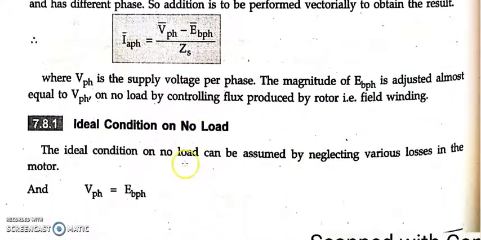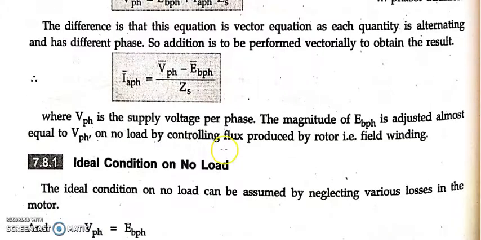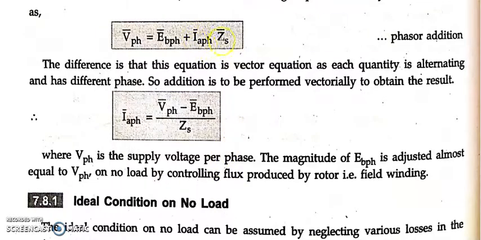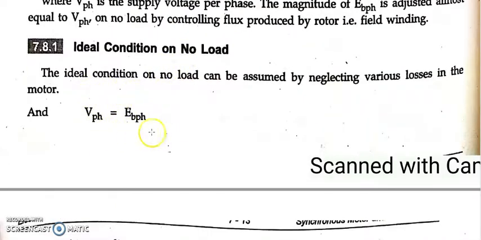Now let us see the ideal condition on no load. Whenever I say ideal condition, remember there are no losses, no constant losses and no copper losses. So if there are no losses, this particular term will be zero, because it is there because of loss. If there is no loss, there is no current drawn, so IA is equal to 0, and multiplied with ZS it will be 0. In that case, your V phase will be equal to EB per phase.